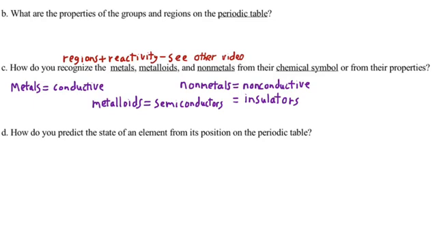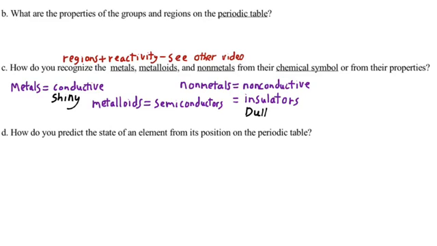So in the video that you'll have already watched, you'll see which ones are the metalloids, and you'll need to memorize those. Okay, predicting states of an element. Oh, sorry, one more thing. The metals are shiny, and the insulators are dull. The metalloids have some that are shiny and some that are dull.